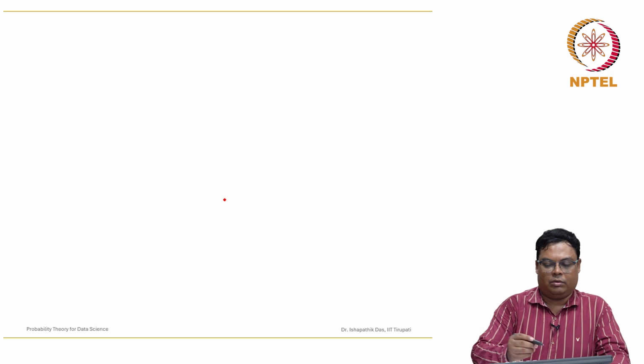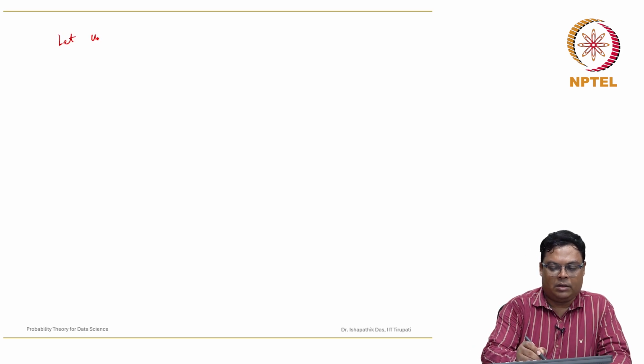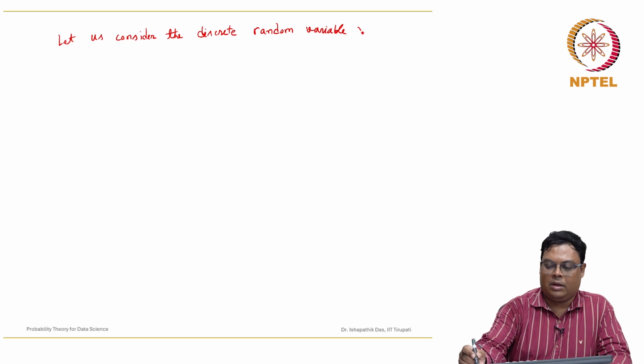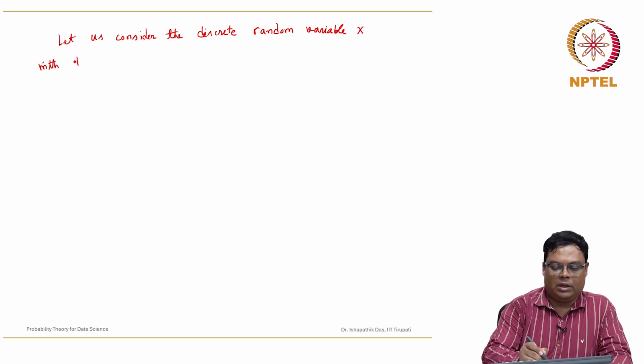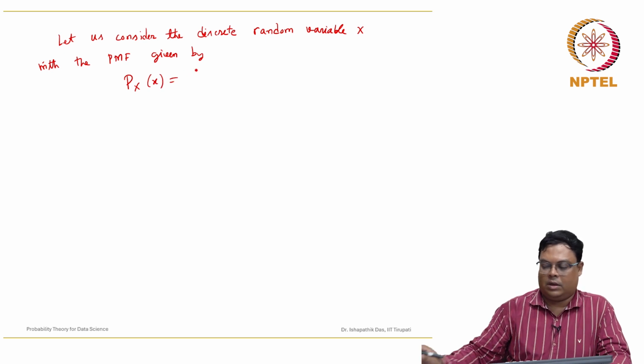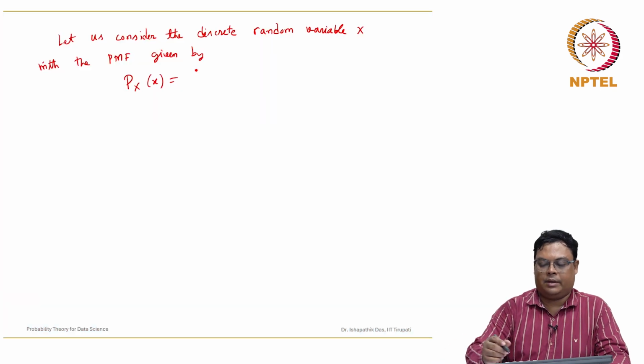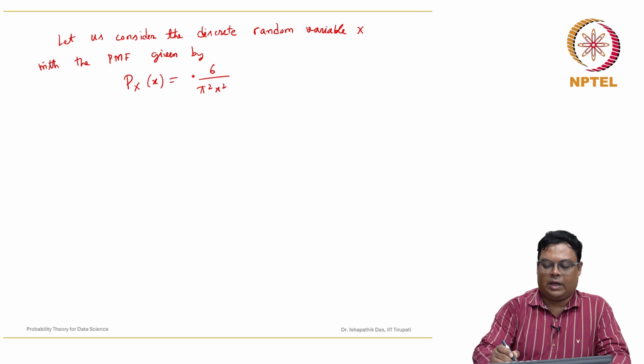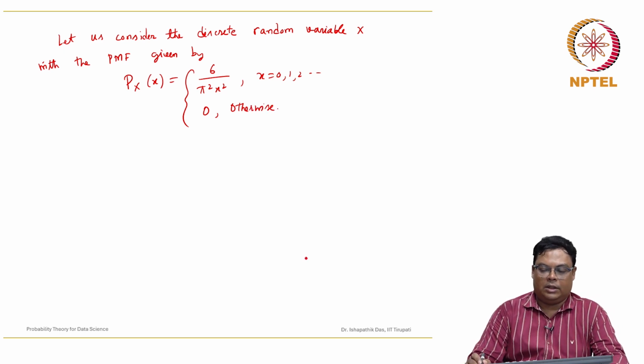So let us consider the discrete random variable X with the probability mass function given by P(x) equal to 6 by pi square x square, whenever x is 1, 2, like this, and 0 otherwise. So this is the probability mass function.